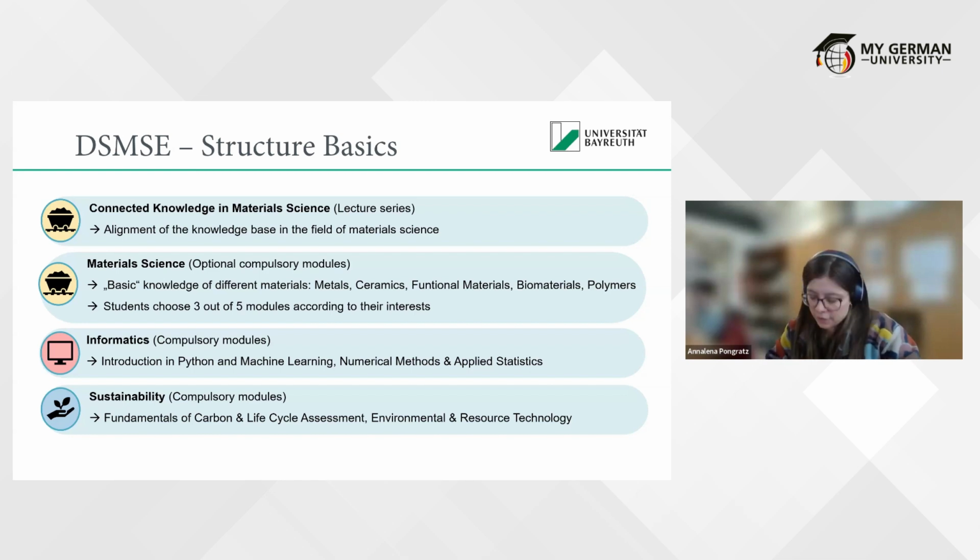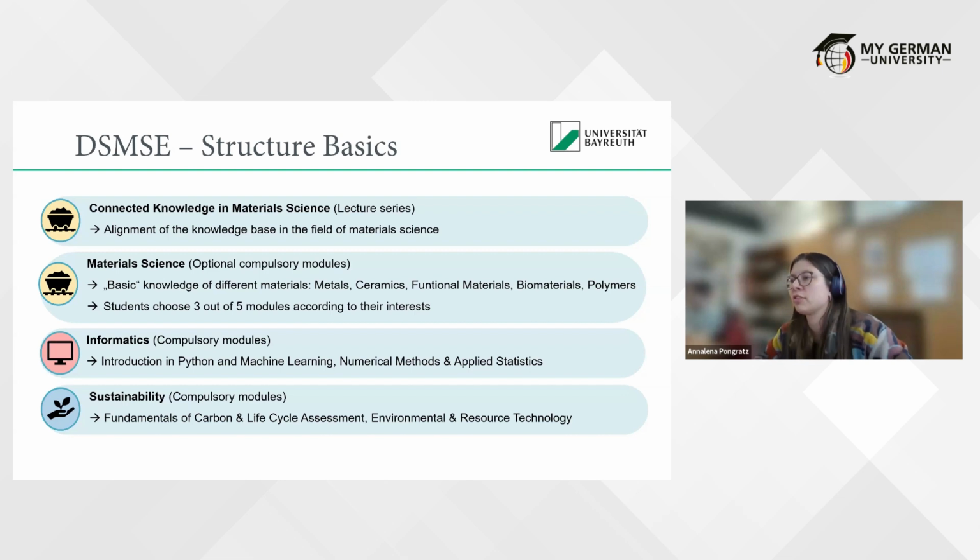So basically stuff you should know from your bachelor's degree. And as we cannot make sure that every bachelor tells you the same, we try to align your knowledge with this module, which is of course compulsory. Then within the material science module cluster, you can choose 3 to 5 modules according to your interests.